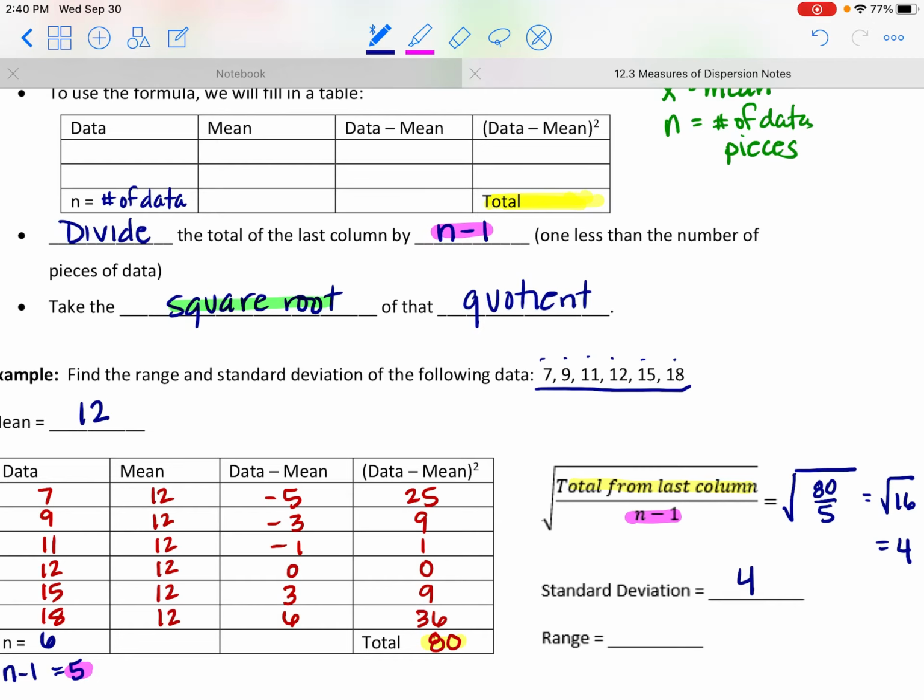The second measure we need to be able to calculate is the range. Luckily that one's pretty simple. For the range we're just subtracting the highest value minus the lowest value. The highest value was 18, lowest value is 7. So the range is 18 minus 7, which is 11. So we have a range of 11, and those are the two measures of dispersion, again, that we need to be able to calculate.